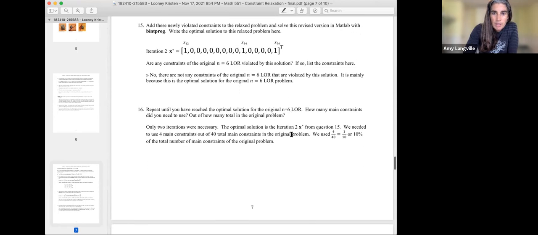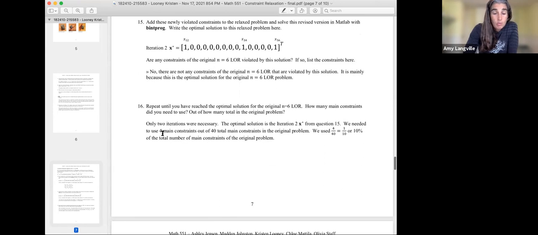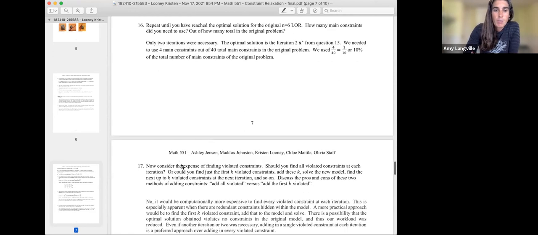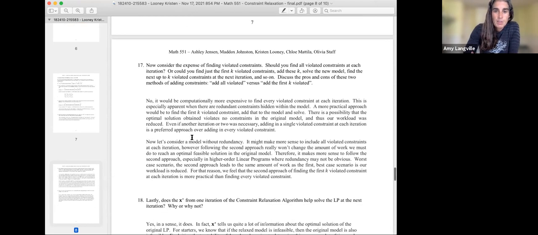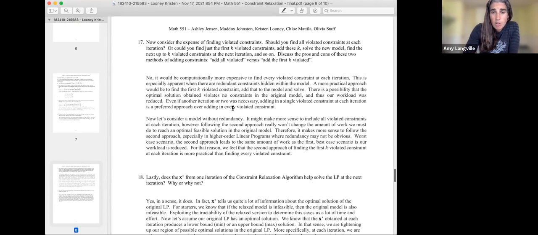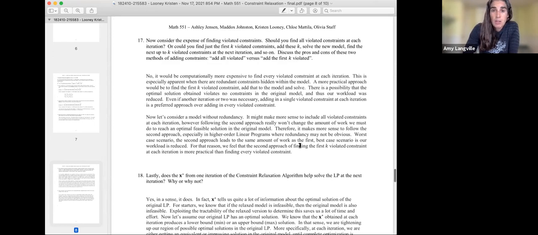And yeah, this was the group I think that had the luck of starting with the one they started. Only had 4 out of 40, but I think Jenna, Kevin, that group had to add 11 out of 40, but still way better than using all 40. And I think all the groups made this conclusion, but I really liked this group, Ashley Maddox, Kristen, Chloe, and Olivia S. Really talked about why they think just adding K at a time is better.